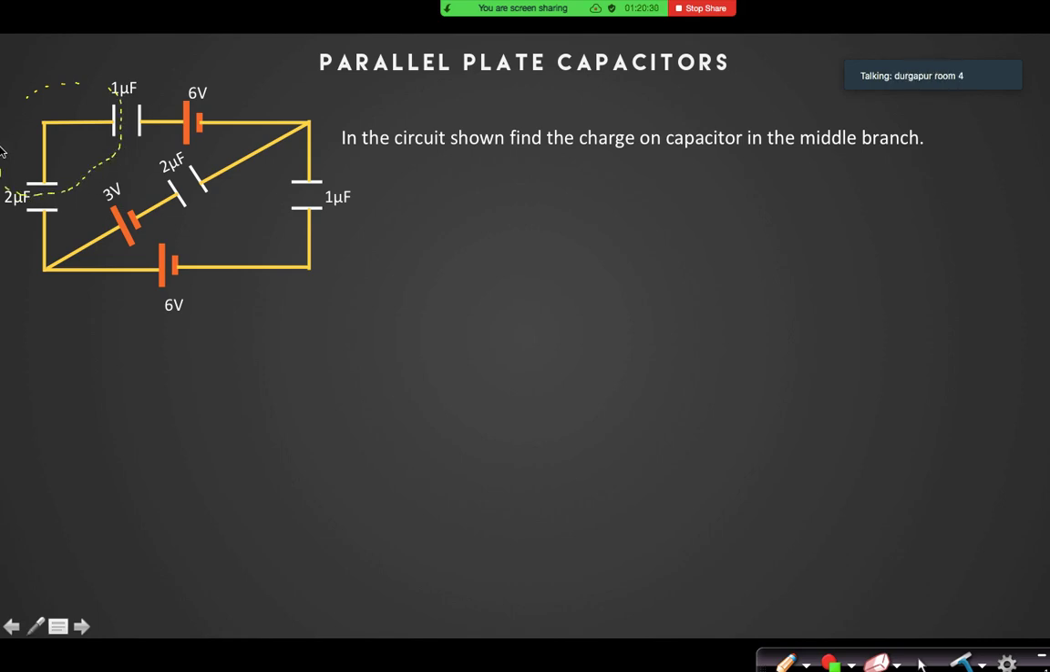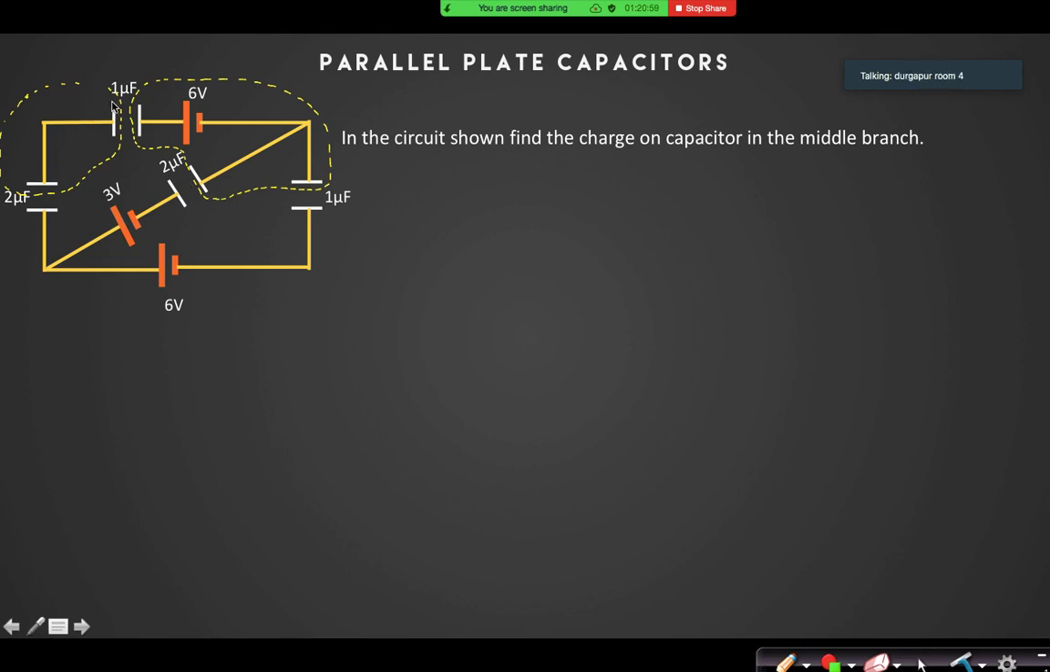Can you see that this is an isolated system? Yes or no? Can you see this is also an isolated system? Right? And the rest of the part of the circuit is also isolated.